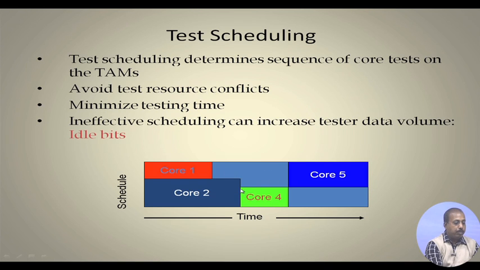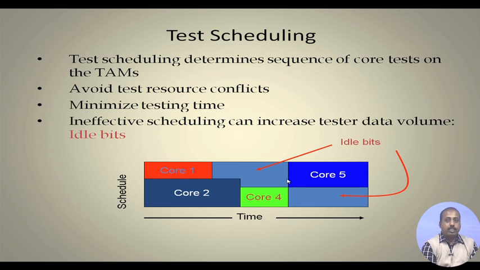Core 4 can be tested only with this much of TAM width, so it can be tested only after core 2 has finished, and core 5 can be tested after core 4 has finished. As a result, these two regions are actually some blanks that are coming. They are known as idle bits.